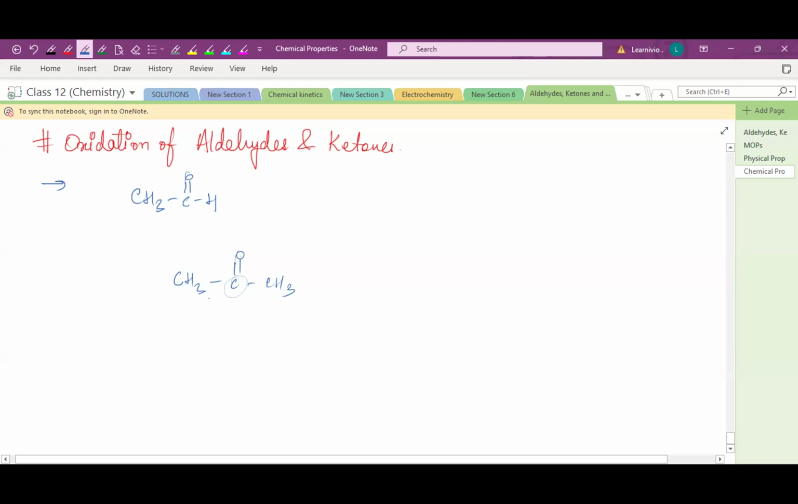So here in the ketone, if you are using a mild oxidizing agent, ketones do not react with the mild oxidizing agent. Just like your Tollens reagent or Fehling's reagent, when we use Fehling's solution or Tollens reagent, the oxidation of ketones does not take place. So that's why ketone does not give the Tollens test. We will discuss it in detail. Let's first write down some topics.